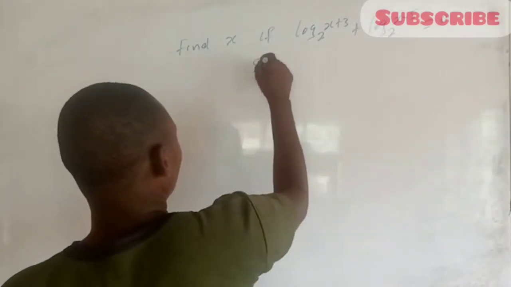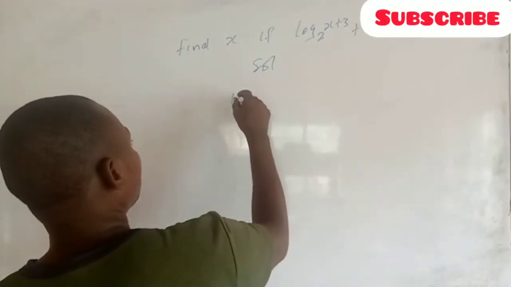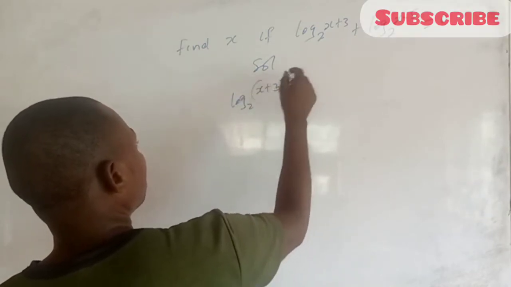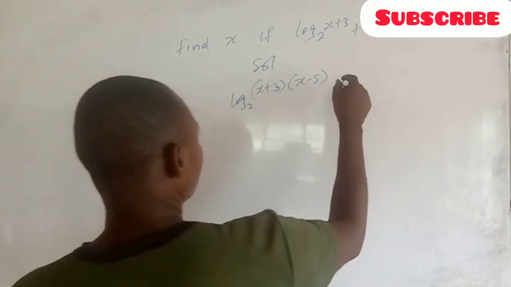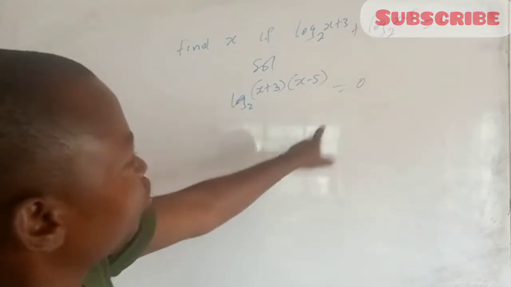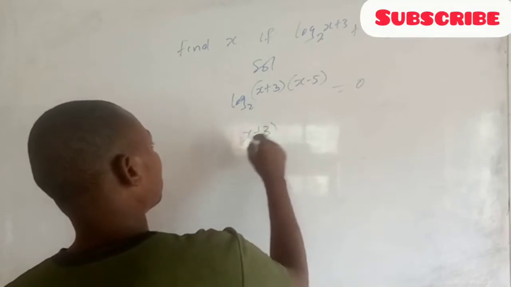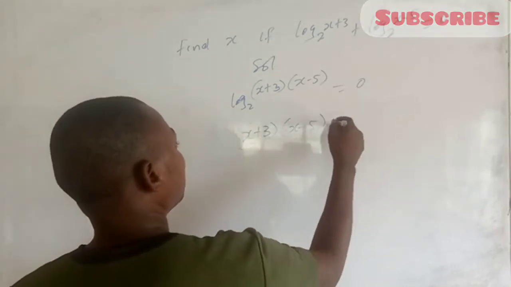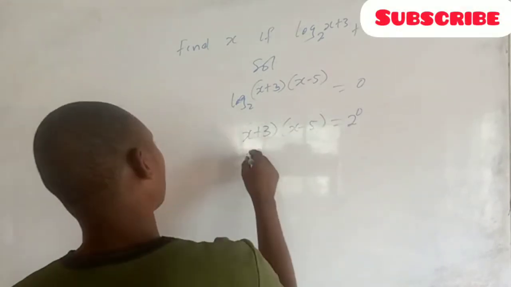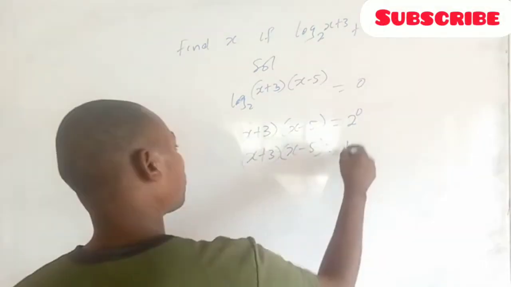So solution, we are looking for x. So this will give us log 2 of (s plus 3)(s minus 5) equals 0. Throw away the logarithm and use this 2 to raise the 0. We have (s plus 3)(s minus 5) equals 2 raised to 0. I thought that 3 raised to 0 is 1. So (s plus 3)(s minus 5) equals 1.